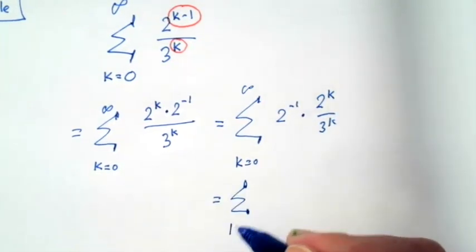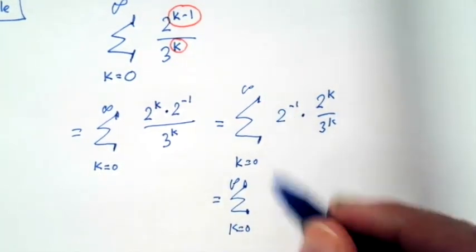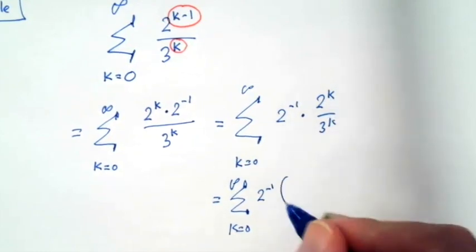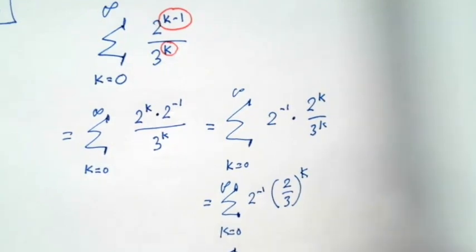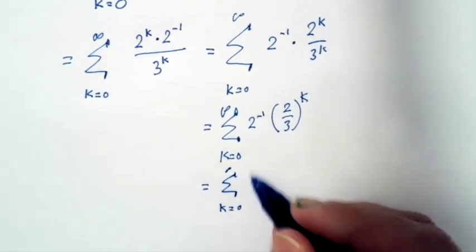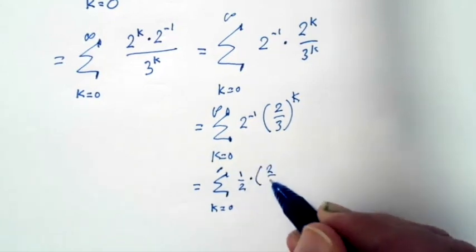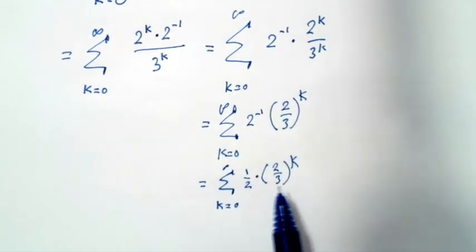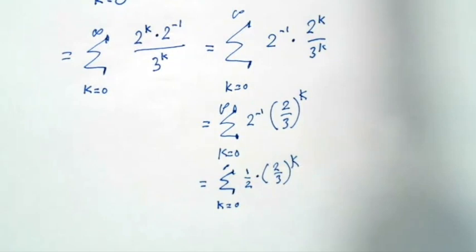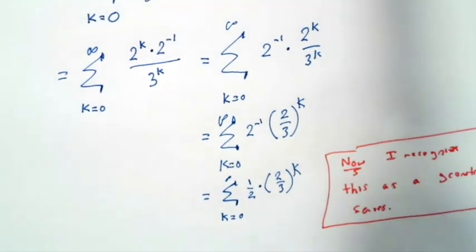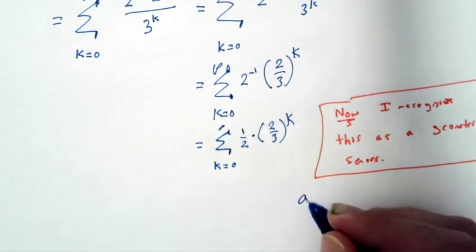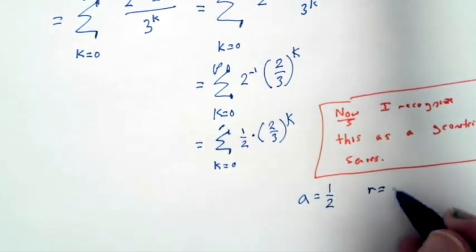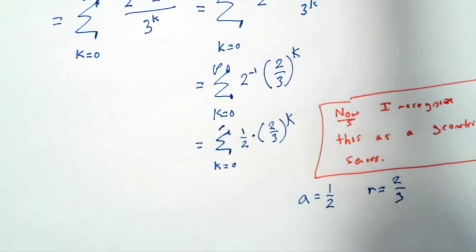This becomes the sum from k equals 0 to infinity, 2 to the negative 1, and I can rewrite this as 2/3 raised to the k. And this 2 to the negative 1 is 1/2, so this becomes 1/2 times 2/3 to the k. Now I recognize this as a geometric series. My a is equal to 1/2, and my r is equal to 2/3, and the absolute value of that 2/3 is less than 1.